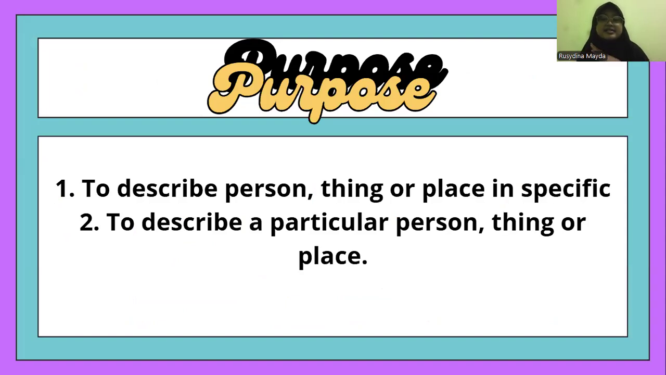Next is purpose. Descriptive text has two purposes. Number one is to describe a person, thing, or place in specific. And number two is to describe a particular person, thing, or place.